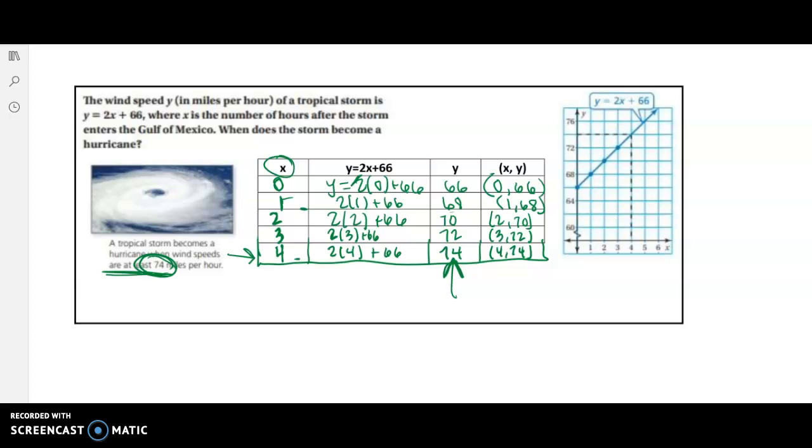So this means that after 4 hours, our wind speed finally hit the speed that's considered a hurricane, which is 74 miles per hour. You can see over on the graph that they plotted the same points that we got, and if you look at our very last one at 4, it gave us 74. So we know that our table matches our equation or our graph. You could have used the graph, however, you will most likely be asked to graph on your homework. So I wanted to make sure that you knew how to get your points first before just jumping right in to look at the graph.